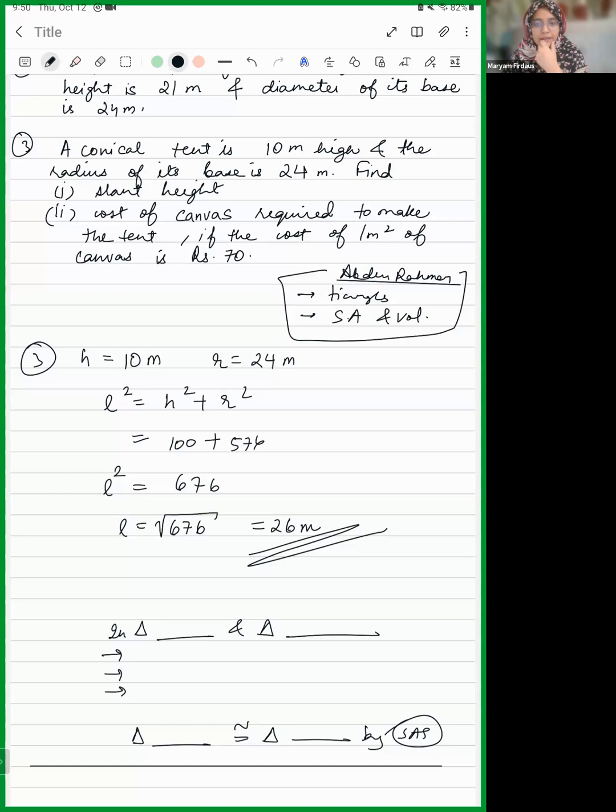So how will we find that out? Ma'am, the total surface area of the cone. Of the cone, not the total surface area. Curved surface area. Yes, curved surface area, because the tent's outer part doesn't include the bottom portion. It includes only the curved portion. So for the cost of canvas required, we will find the curved surface area.